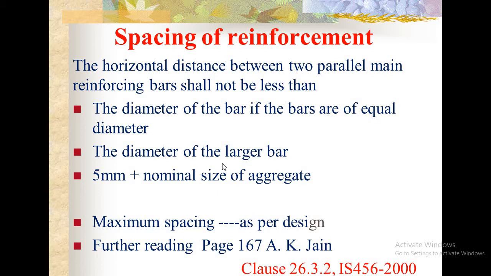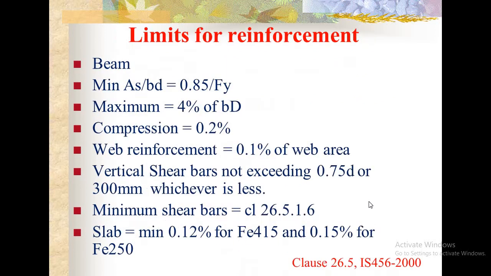The spacing of reinforcement as per IS 456: the horizontal distance between two parallel main reinforcements shall not be less than the diameter of the bar if the bars are of equal diameter, the diameter of the larger bar, or 5 mm plus nominal size of the aggregate, maximum spacing as per the design. For further reading, you can go through page number 166 of AK Jain, the textbook.